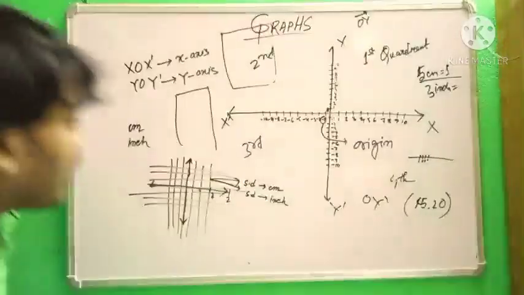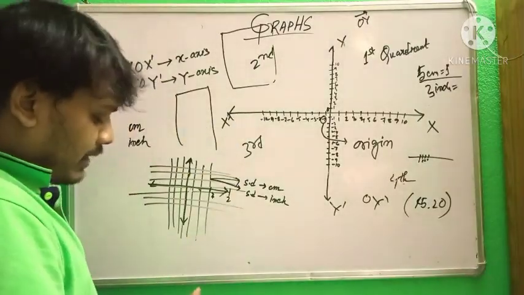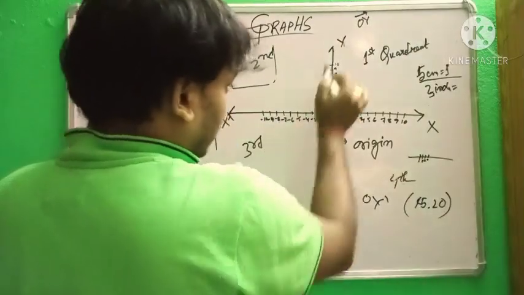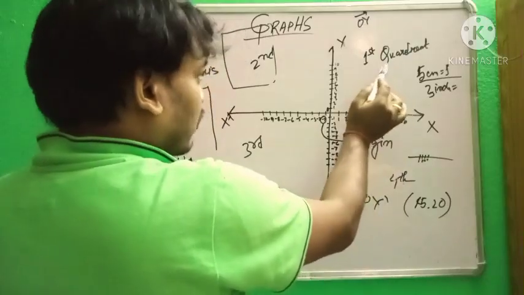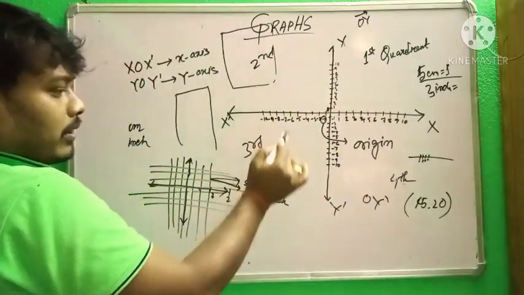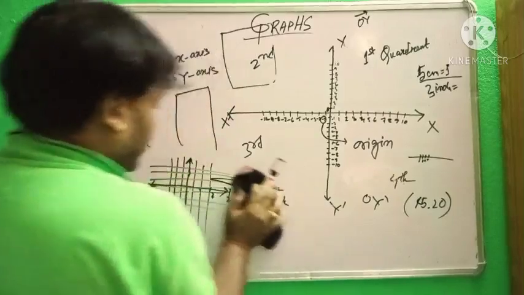Okay, next thing. Till now I have discussed the x-axis, y-axis, first quadrant, second quadrant, third quadrant, fourth quadrant.